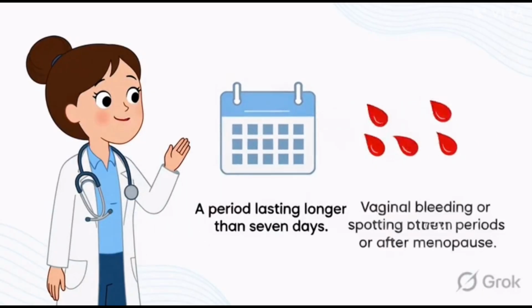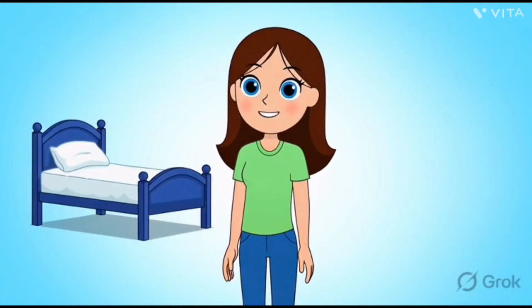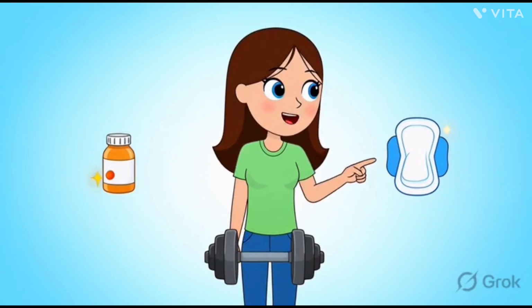A period lasting longer than 7 days. Vaginal bleeding or spotting between periods or after menopause. Make sure you get enough rest. Practice stress reduction and relaxation techniques.